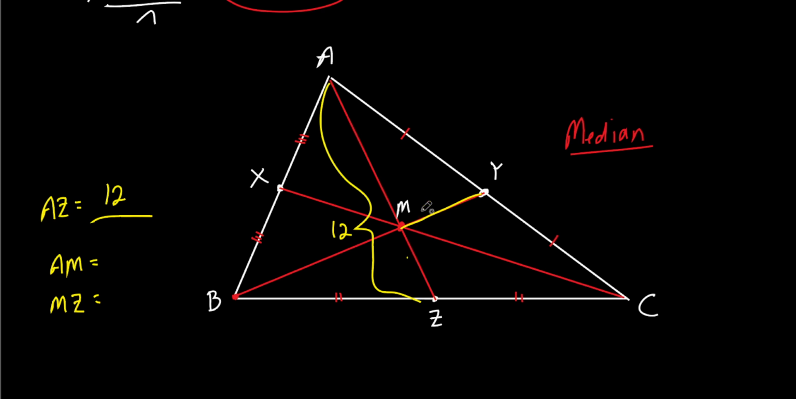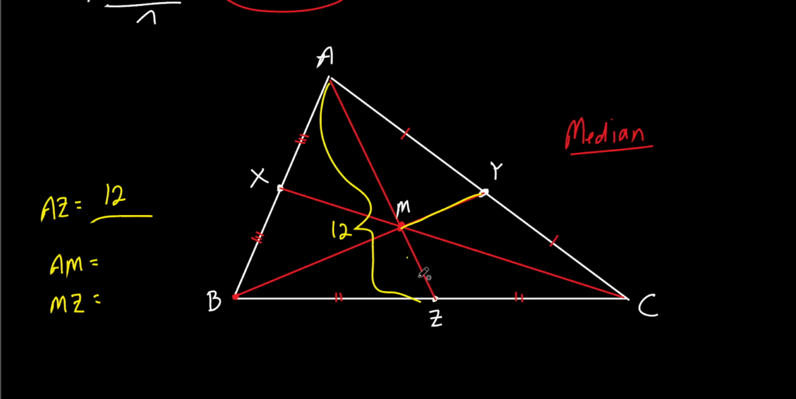Sure about that? Remember, AZ is the whole thing. It's not just AM. That's it, that's the key. Everybody watching? Because remember, if we knew the short one, how'd you get the whole thing? You multiplied it by 3. But what if we know the whole thing? Then you just divide it by 3.